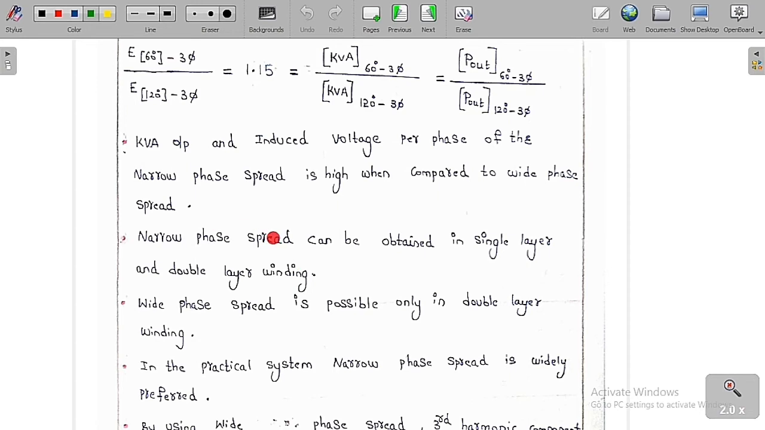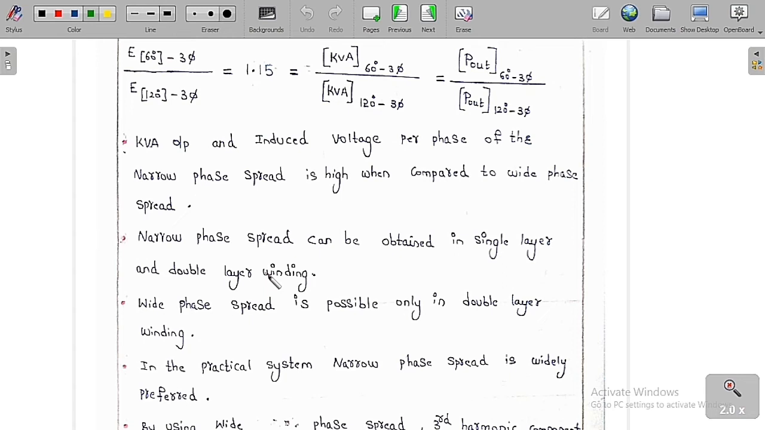So narrow faceplate can be obtained in single layer winding and also in the double layer winding, whereas the wide faceplate is possible only in the double layer winding. So this is a very important point. The narrow faceplate is possible if you go for the single layer winding or double layer winding, whereas the wide faceplate is possible only in the double layer winding. This is a very important concept.